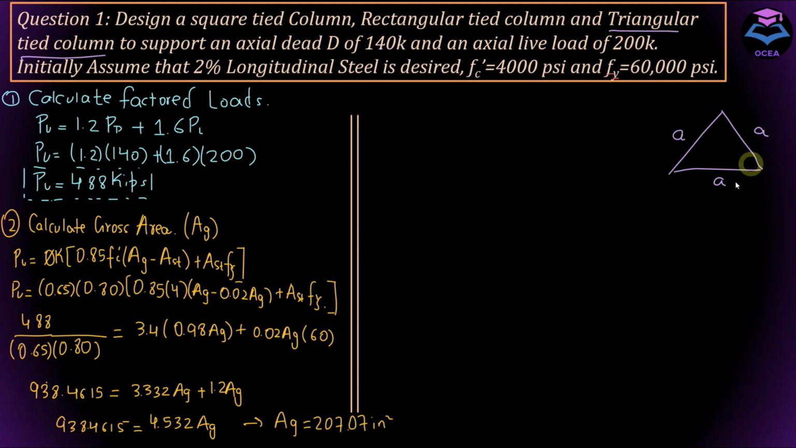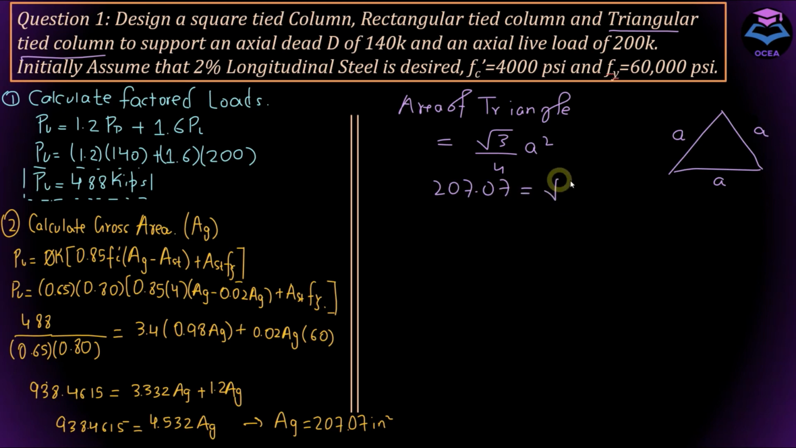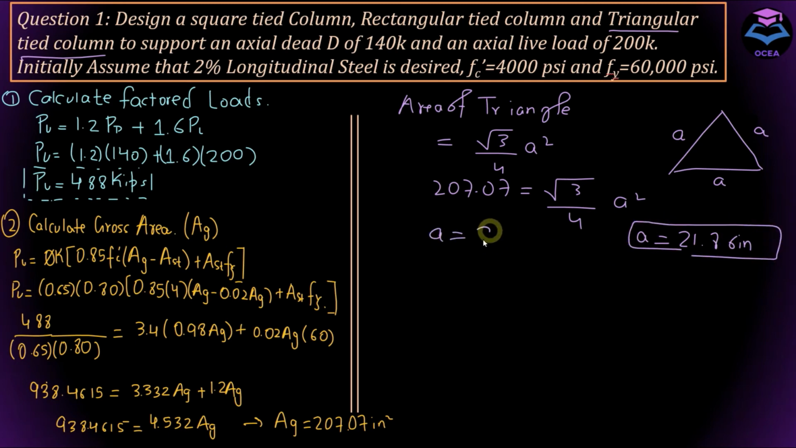Alright, so the area of such a triangle, an equilateral triangle, is equal to root 3 upon 4 a square. And if you equate this area of triangle to this Ag, 207.07, you can calculate a from here. And a from here is equal to 21.86 inches. So let's round it, approximate it equal to 22 inches.